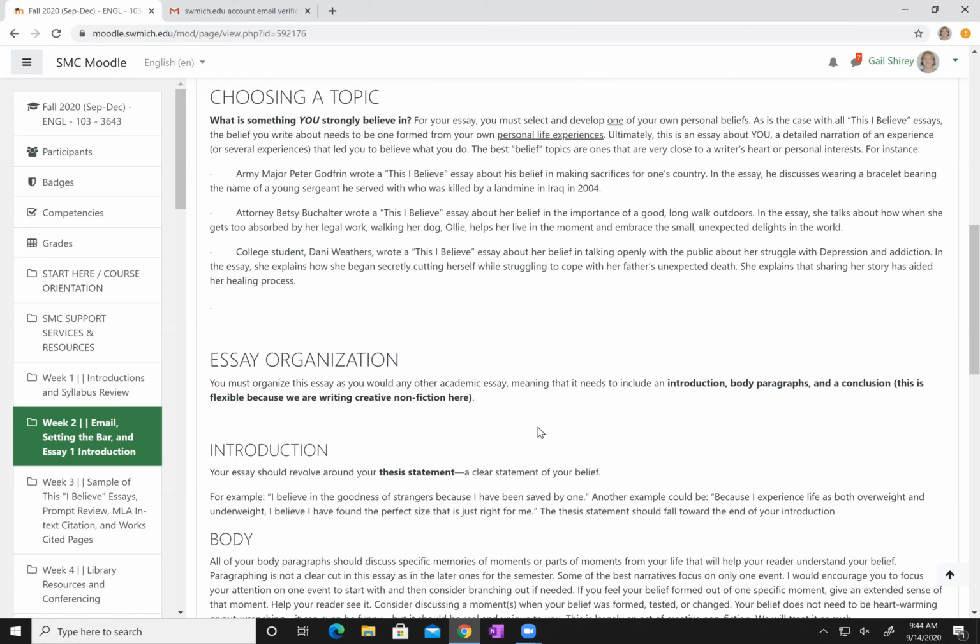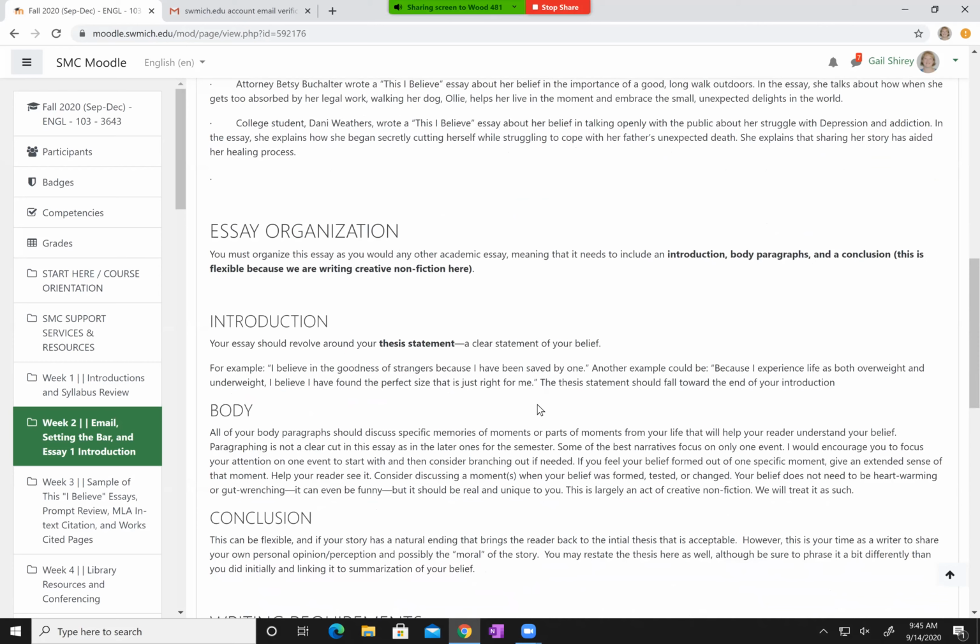But it has to be nonfiction, which means everything you write about must be true. It really happened. It's something you really believe in. So let's talk about the introduction first. In the introduction, your essay needs to revolve around the thesis statement.